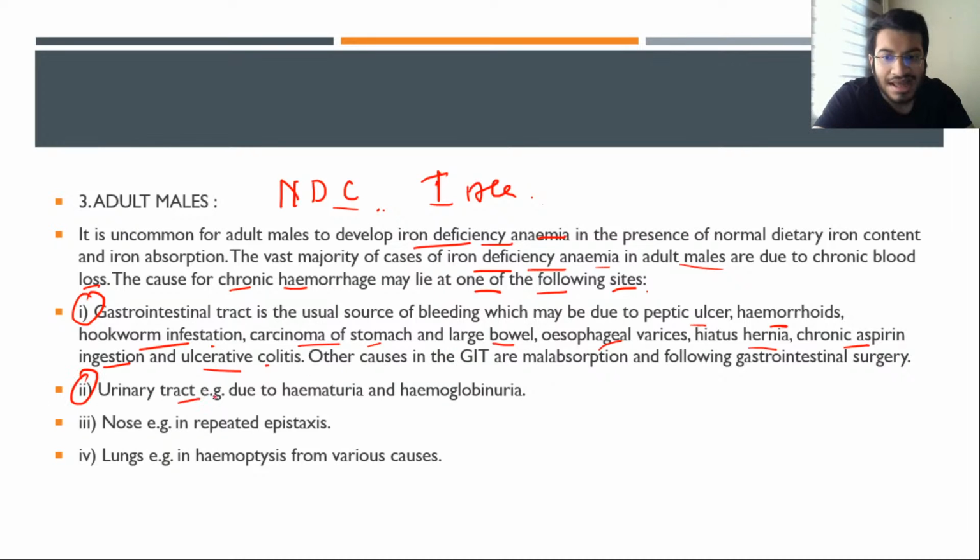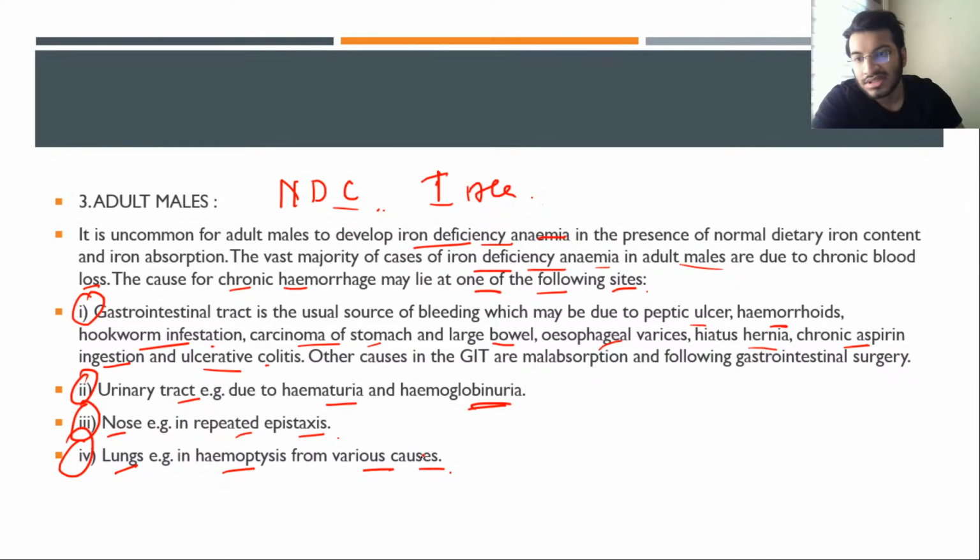Then the urinary tract due to hematuria and hemoglobinuria, nose, repeated epistaxis, lungs, hemoptysis from various causes. So in adult males, if the male is having these conditions, then only there can be iron deficiency anemia. Otherwise it is uncommon for an adult male to develop iron deficiency anemia in the presence of normal dietary iron content, right?